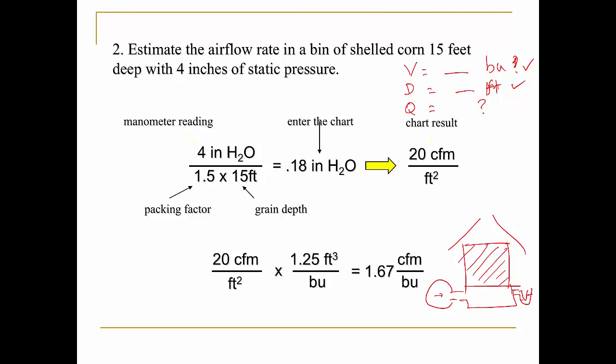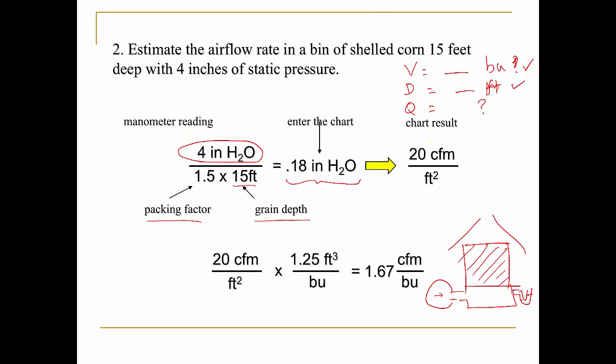So these are the steps I do. I put a manometer and got a value of 4 inches of water. So you have to go backwards. I need to divide it by the packing factor to make it for a clean grain, and I need to divide it by the grain depth to make it per unit depth. I get 0.18 inches of water.